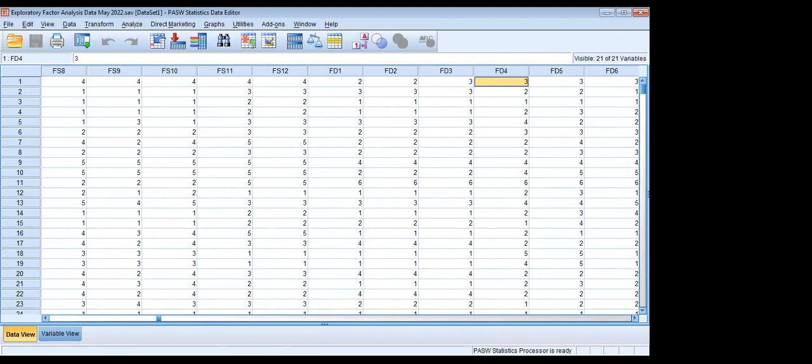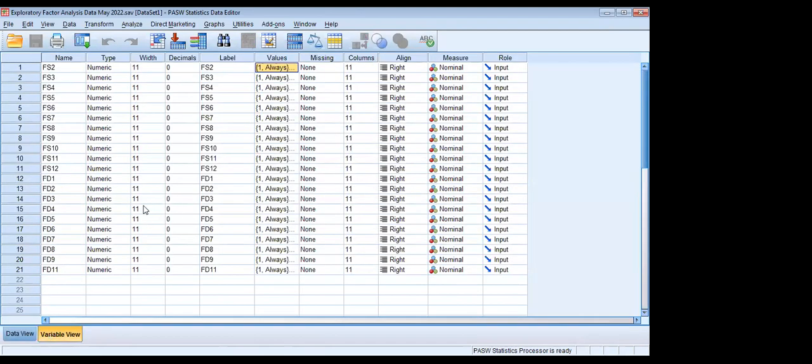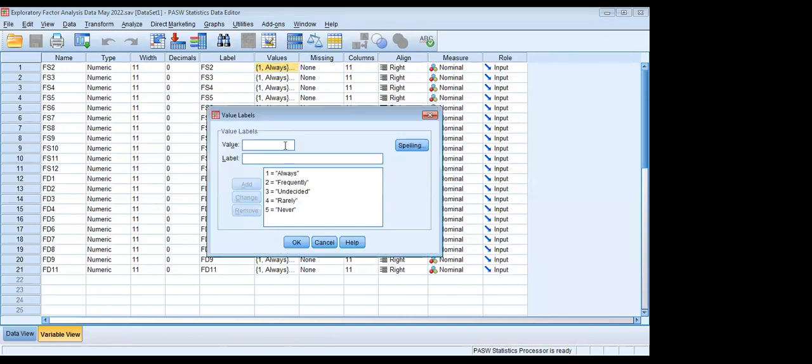I will show how you have to perform this factor analysis. Go to the variable view. See, it is in Likert scale. Click the values. It is in the Likert scale. Likert scale means a minimum 5 point. It may go up to 11 point also. But if you keep 7 or 9, it's good. You will get more chances for data to be normally distributed.